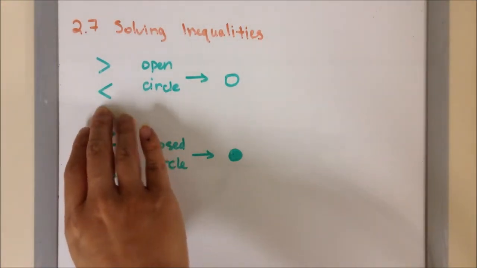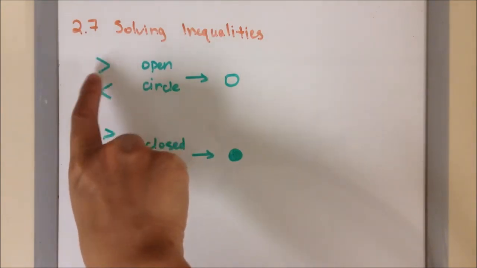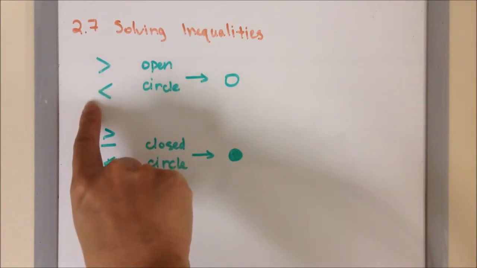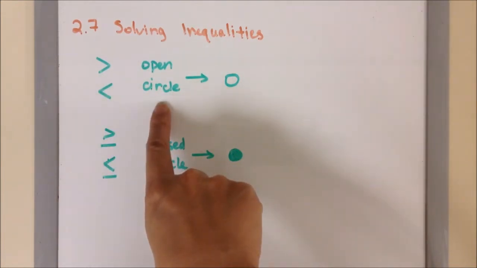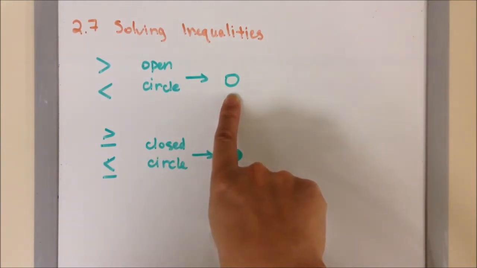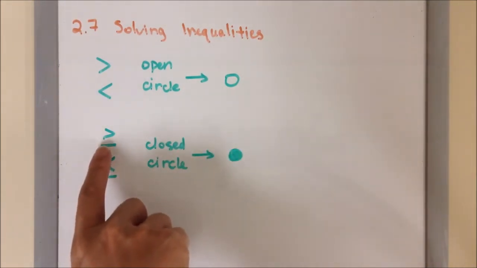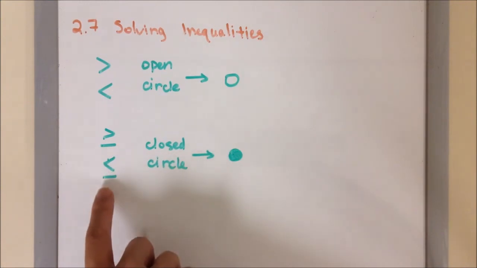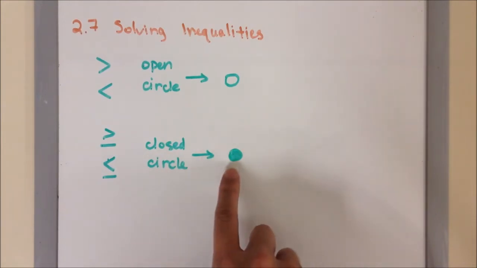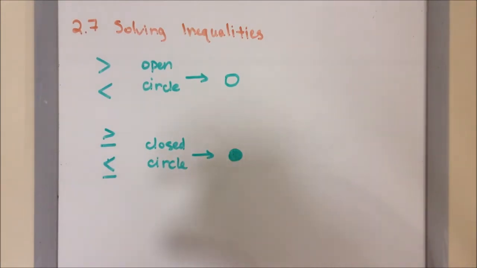In the first part, we have the greater than and less than. So in the problem, if you have these inequality signs, it will be classified as an open circle, and it's going to look like this on your graph. If you have a greater than or equal or less than or equal, it's going to be classified as a closed circle, then this is what you're going to have on your graph.